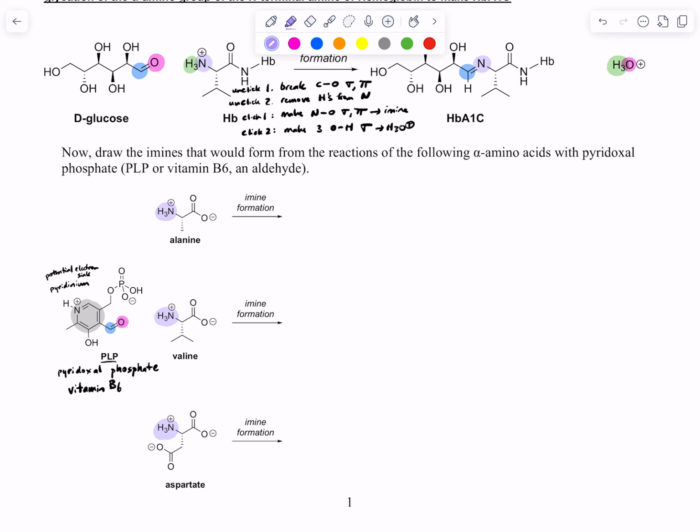You've got to break the carbon-oxygen double bond of the aldehyde. Get rid of the hydrogens on the nitrogen. Put the nitrogen where the oxygen was. And then take all three hydrogens and put them on the nitrogen.